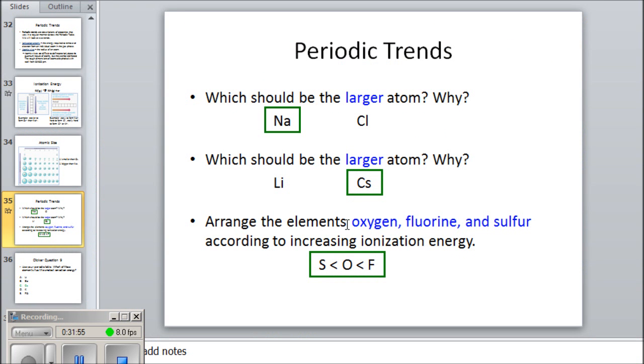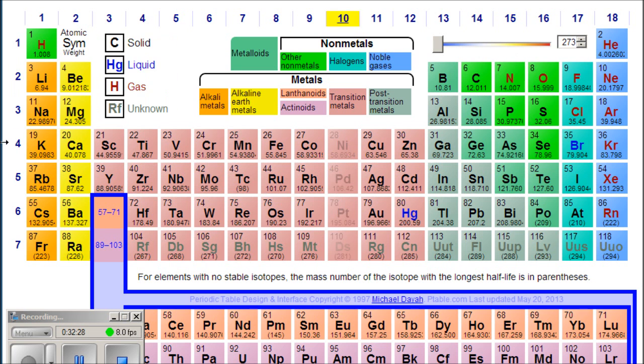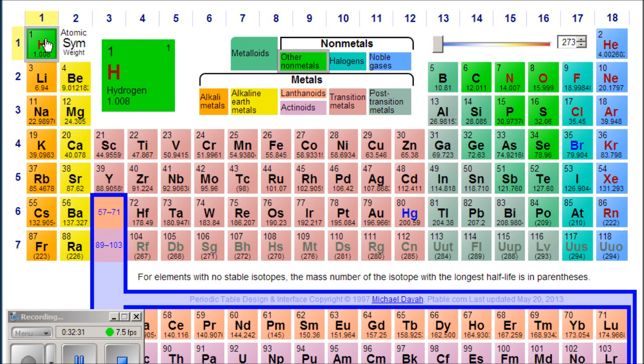Arrange oxygen, fluorine, and sulfur according to increasing ionization energy. So increasing ionization energy means more energy is needed to remove an electron from the atom. That means we're looking for things of increasing attraction between the electrons and the nucleus. So it was sulfur, oxygen, fluorine. So increasing attraction means that we're going to want to see things that are higher in the periodic table and to the right of the periodic table.